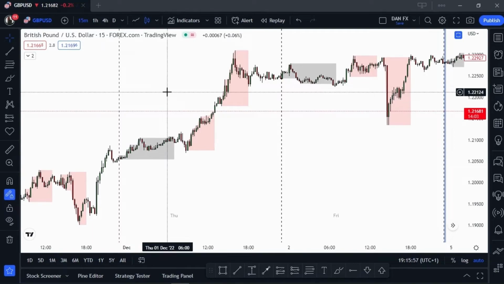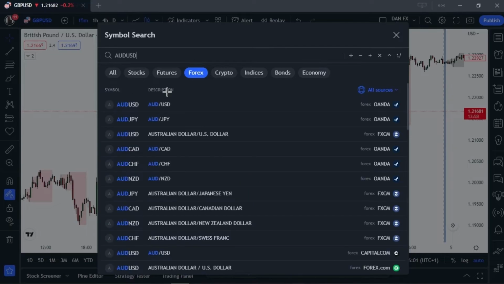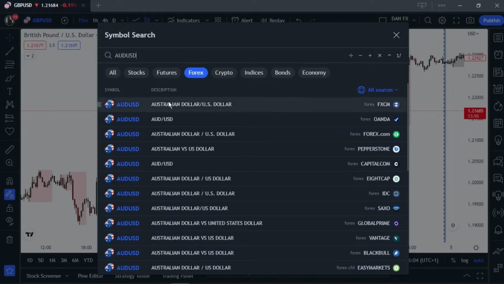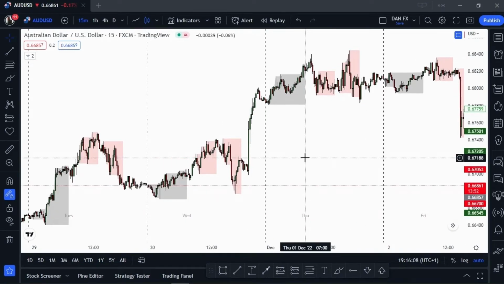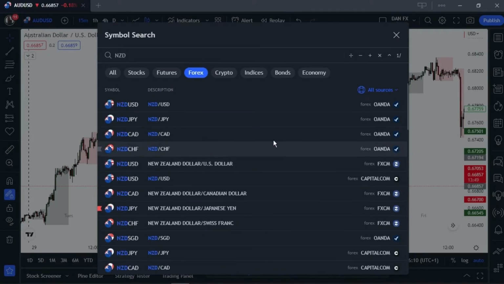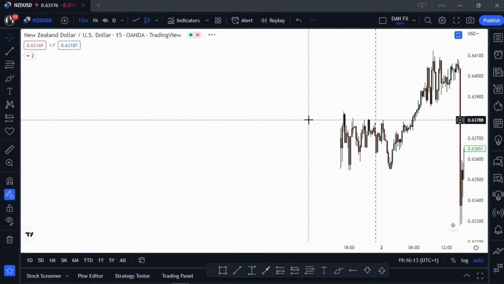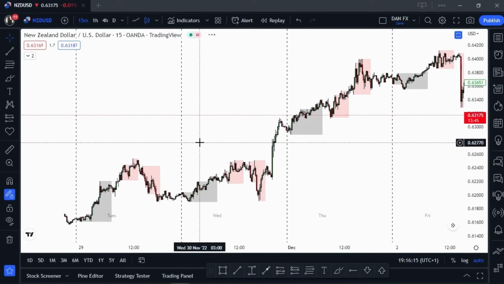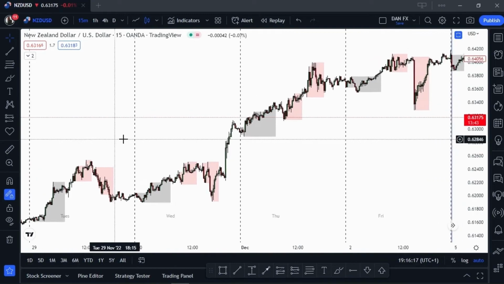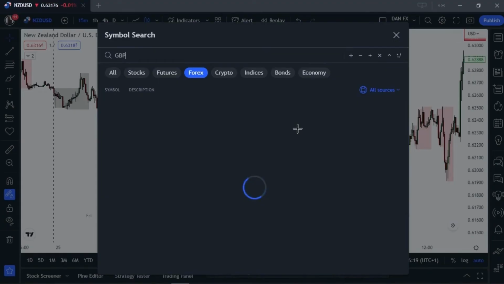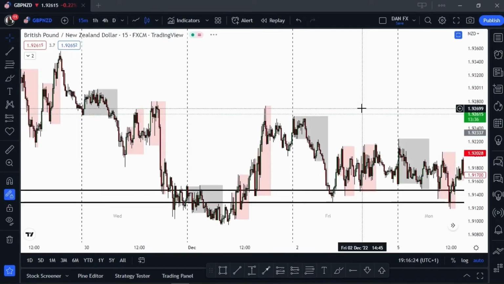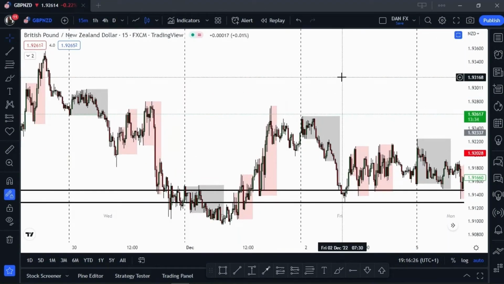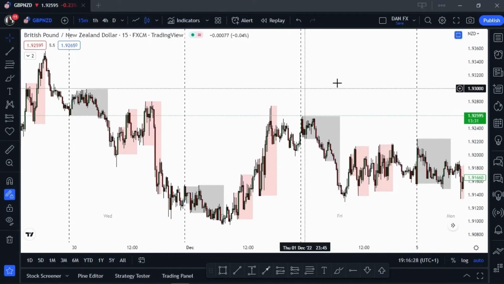But if you go to pairs that usually move at the Asian session, you have pairs like AUDUSD. Any pair that starts with AUD, the Australian dollar, or NZD, the New Zealand dollar. Let me just show you NZD. Any pair that has this usually moves during the Asian session. If you go to something like GBPNZD, you will see that they usually move during the Asian session.